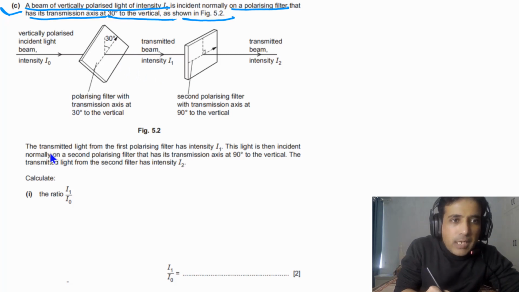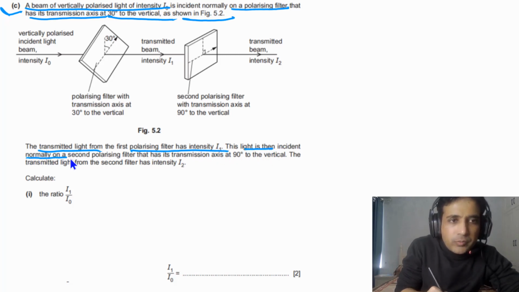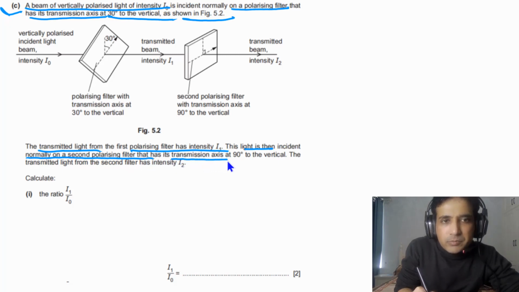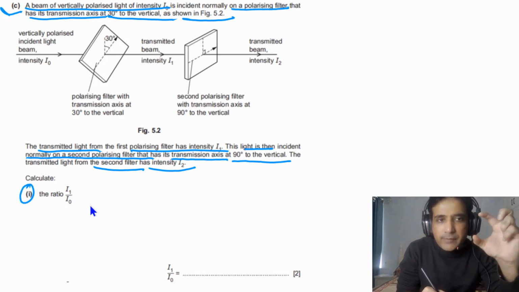It is also given to us that the transmitted light from the first polarizing filter has intensity I1. This light is then incident normally on a second polarizing filter that has its transmission axis at 90 degrees to the vertical. The transmitted light from the second filter has intensity I2. First of all, for part C1, we need to calculate the ratio between I1 and I0.